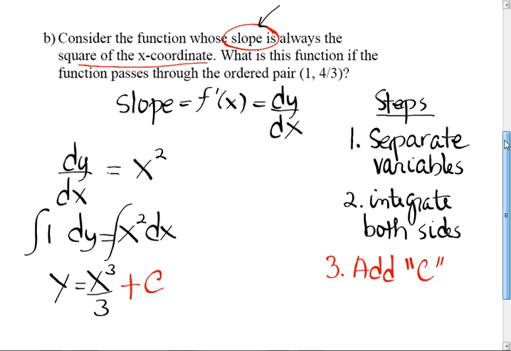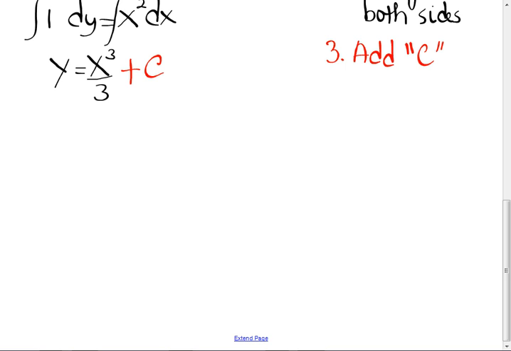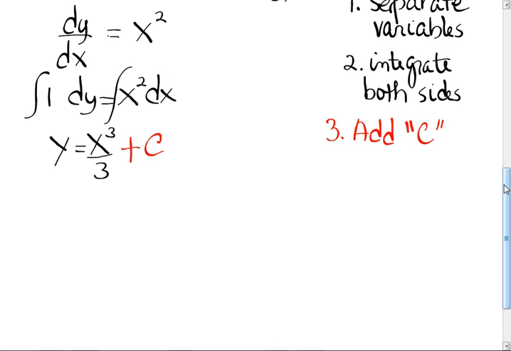What ordered pair did it go through? 1 and 4/3. Okay, so what goes in for y? So this is 4/3. That's it. Yes, but you do have to put them in the right place. You can't switch x and y. Now, if you switch x and y, you don't get this point, but you might get the answer point if the rest of your work is correct. Usually that's the hard part, though. So what's C equal to? 4/3 minus 1/3 is 3/3 or 1.